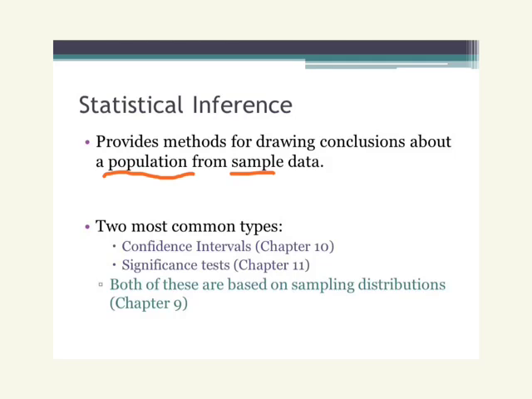There are two big types that we're going to focus on. We just finished up with confidence intervals in Chapter 10, and now we're going to move into this concept of significance tests in Chapter 11. Hopefully you're going to recognize a lot of the details from the work that we've already done in Chapter 10, because both of these are based on the concept of sampling distributions. So keep that in mind as we move forward. You're going to see a lot of repeat steps in the process, but there'll be a few new things as well.